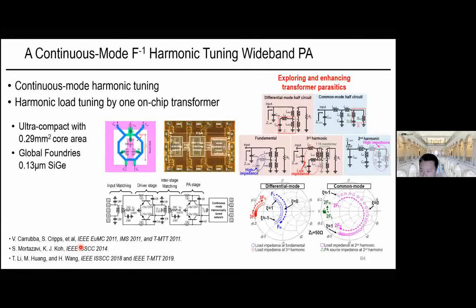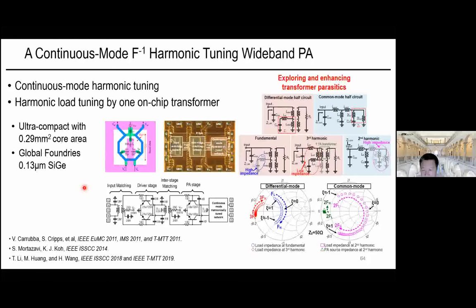So my group also looked at this topic, right? Our goal is different. Our goal is to substantially reduce the area of the continuous-mode harmonic tuning network at the PA output. Instead of using a complex network with many passive elements, we are trying to realize a broadband continuous-mode, in this example class F inverse, output matching network using only one on-chip transformer.